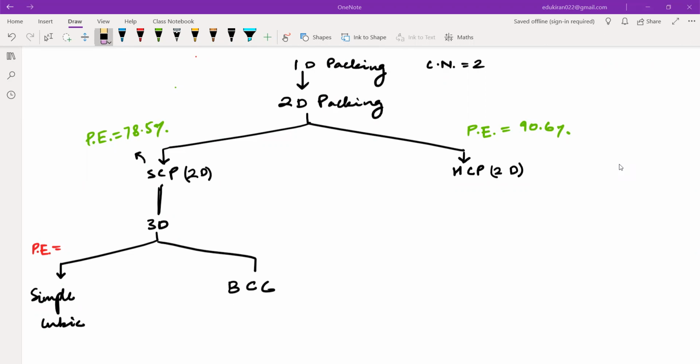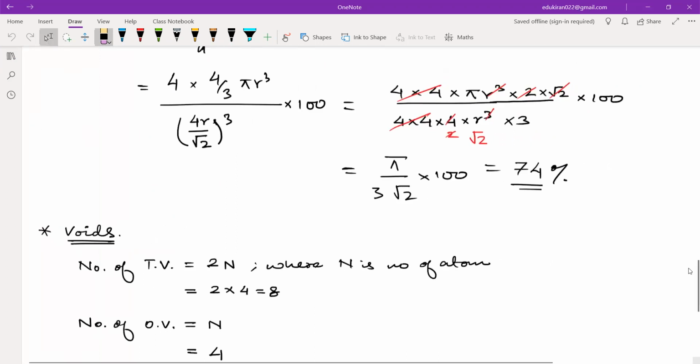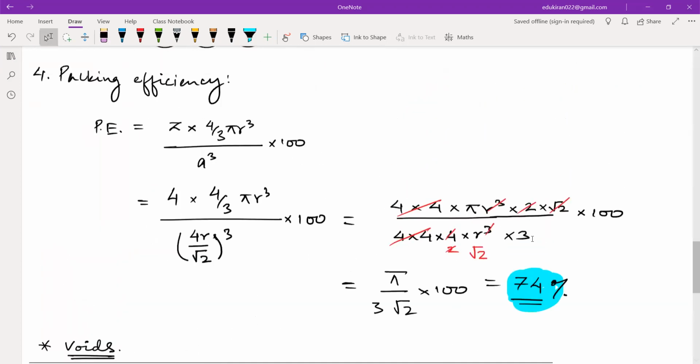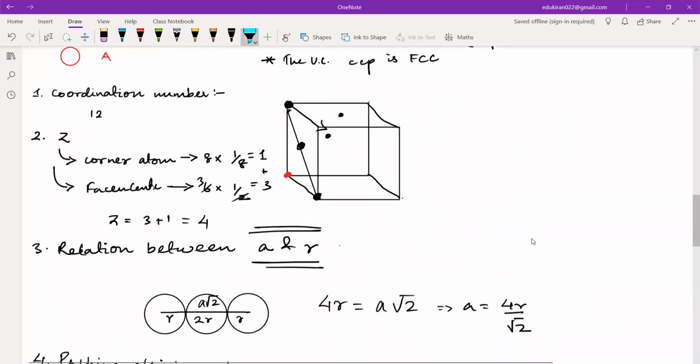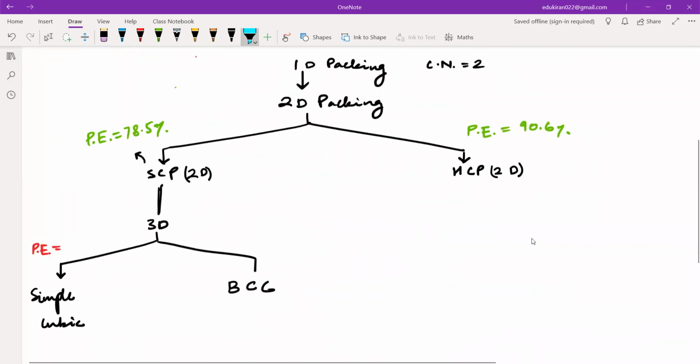Whenever you have these types of terms, for example, what we studied last time, what you do is highlight these parts. Packing efficiency is this. Then highlight the relationship between 4R and A root 2. These are the things you have to do in your notes, so that whenever you are revising, you don't have to read the whole thing, you just read the conclusions.